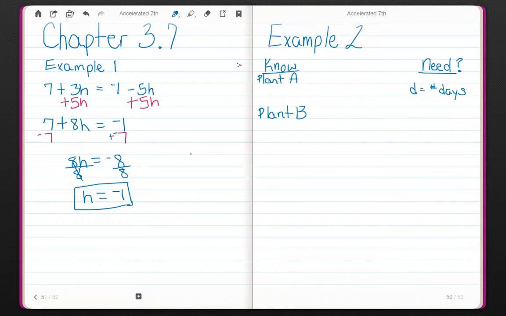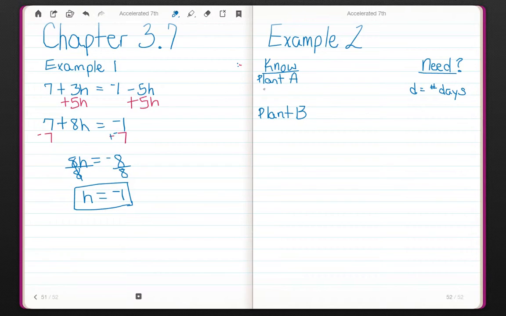Your science class is doing an experiment. You start with two plants. Plant A is 5 centimeters tall and plant B is 8 centimeters tall. Plant A is fertilized and grows 2 centimeters per day. Plant B is not fertilized and grows 1.5 centimeters per day. Predict in how many days the plants will be the same height. So I know that I'm looking for d, the number of days.